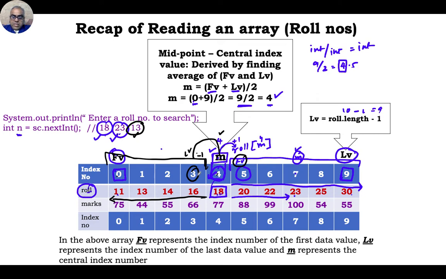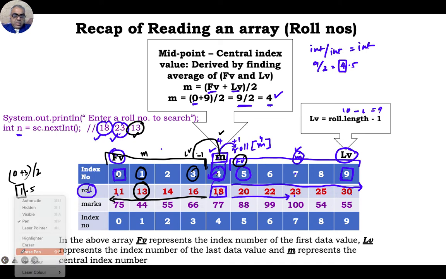So now 0 plus 3, divided by 2, is mathematically 1.5, but from a computer programming point of view it is technically only 1, because they are integers. So my 1 becomes my central cell M. Now if you see, row of 1, which is 13, is equal to my input 13, data found, break, program over. So I repeat the entire concept once again.